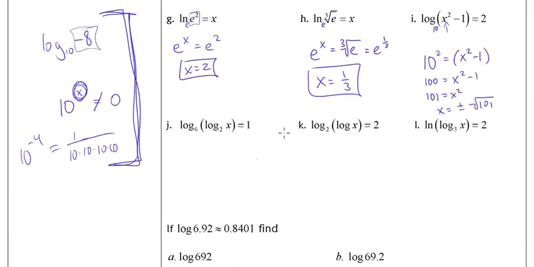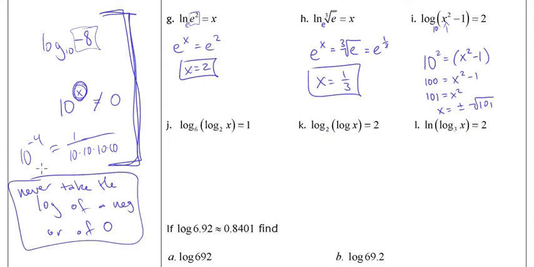All right, and so as we start these J, K, and L, in case you missed it from the last video or if you skipped over that, I just want to remind you that we can't take the log of a negative number. So never take the log of a negative number or of 0. And we talked a little bit about why that is in that last video.